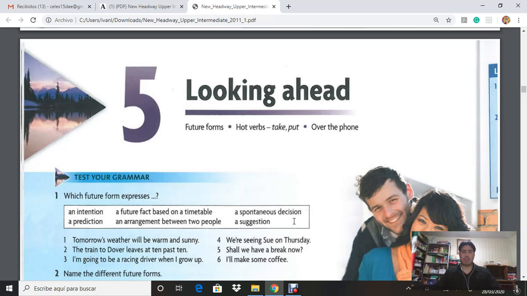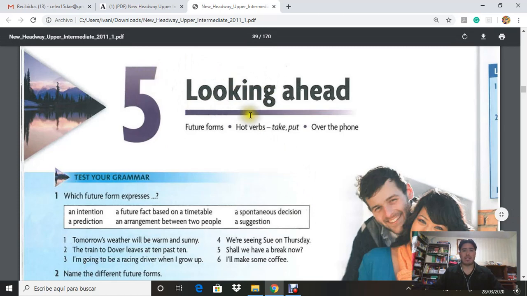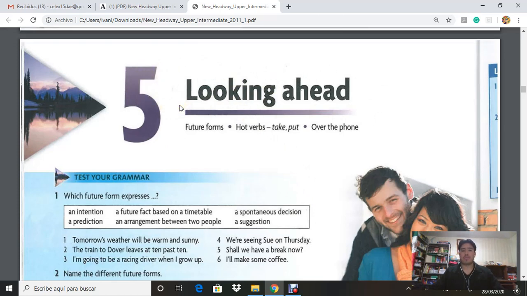I am teacher Ivan Lopez, and today we're going to start studying unit number 5 in our students' books, which is titled Looking Ahead. So you need to go to page number 38, please. As you can see, in this unit we're going to study grammatical future forms, the hot verbs take and put, and we're also going to practice useful phrases for talking over the phone.